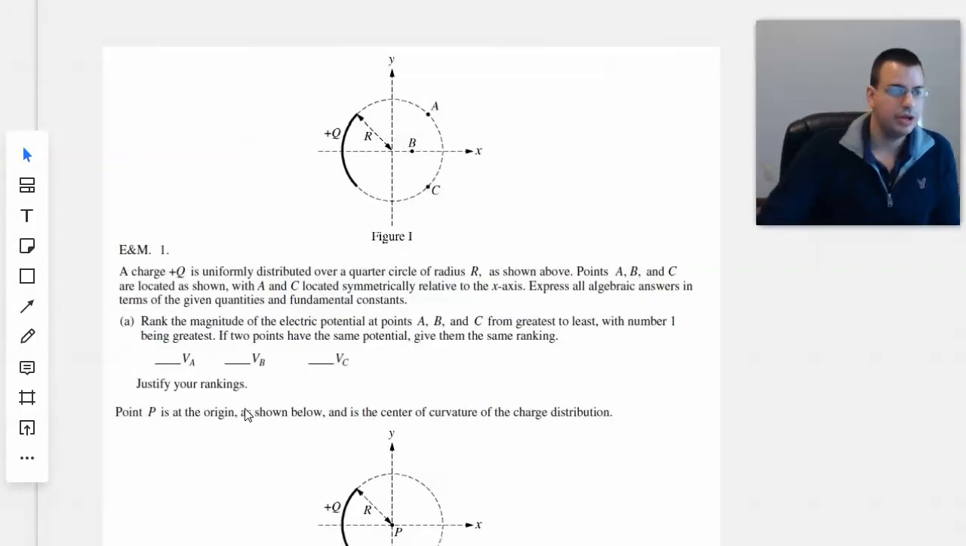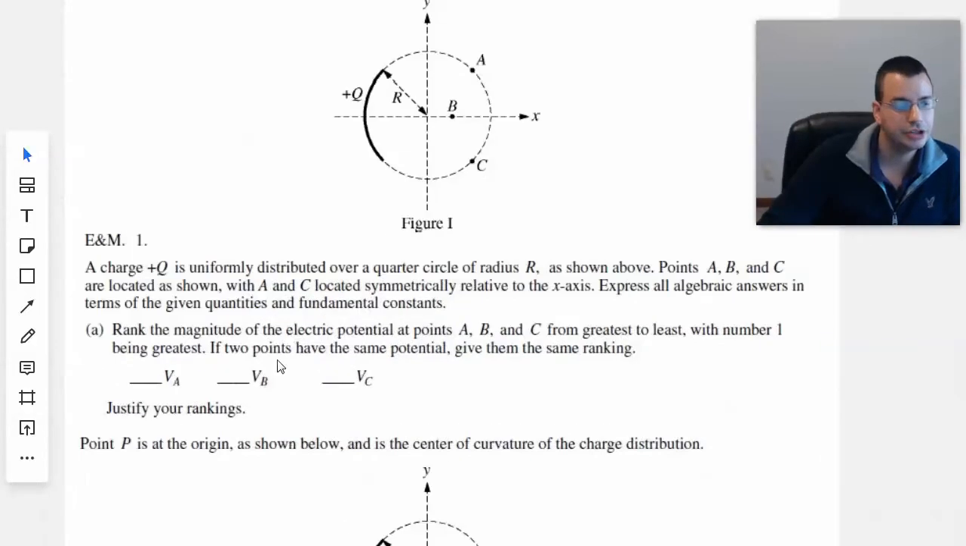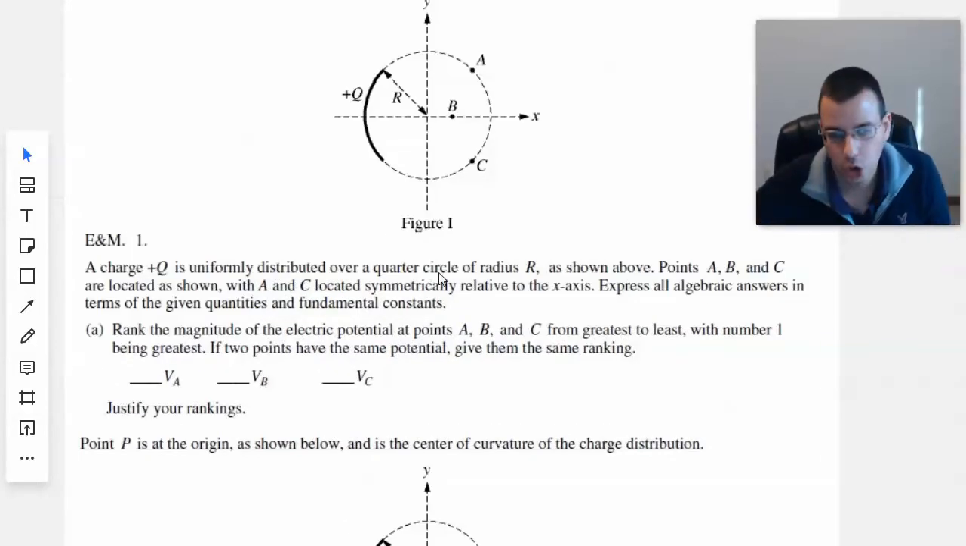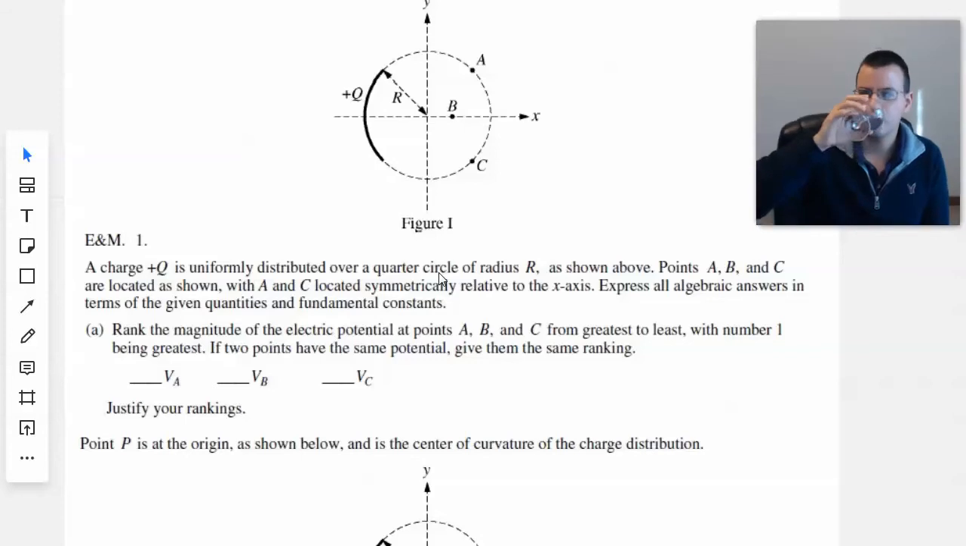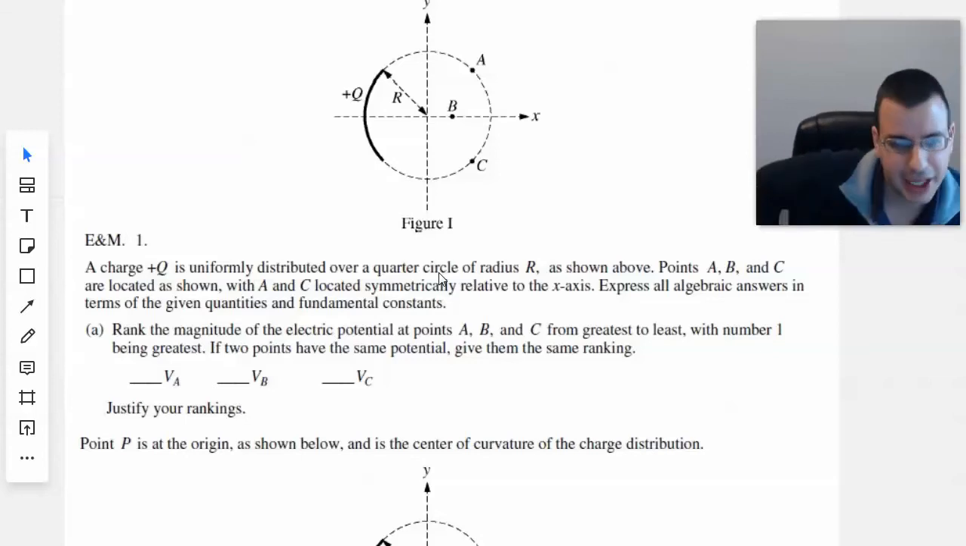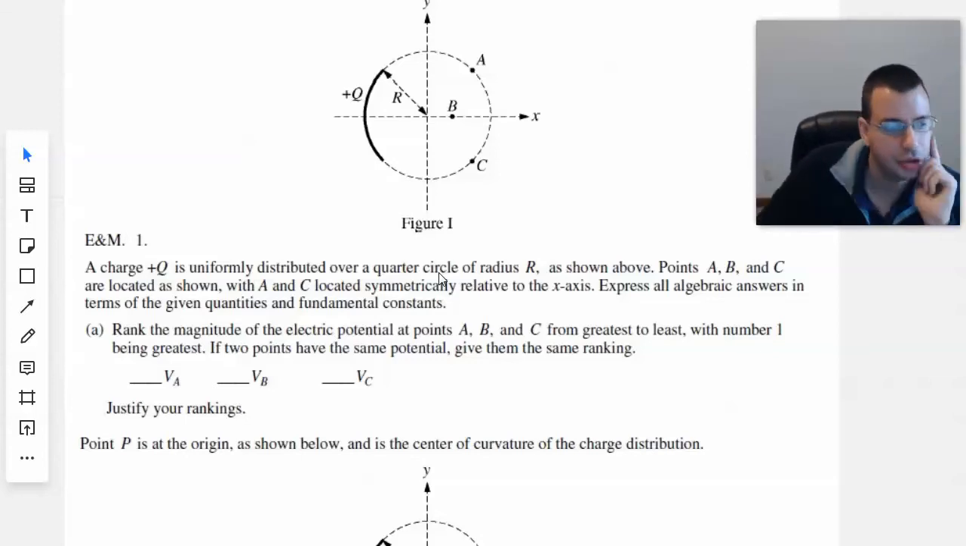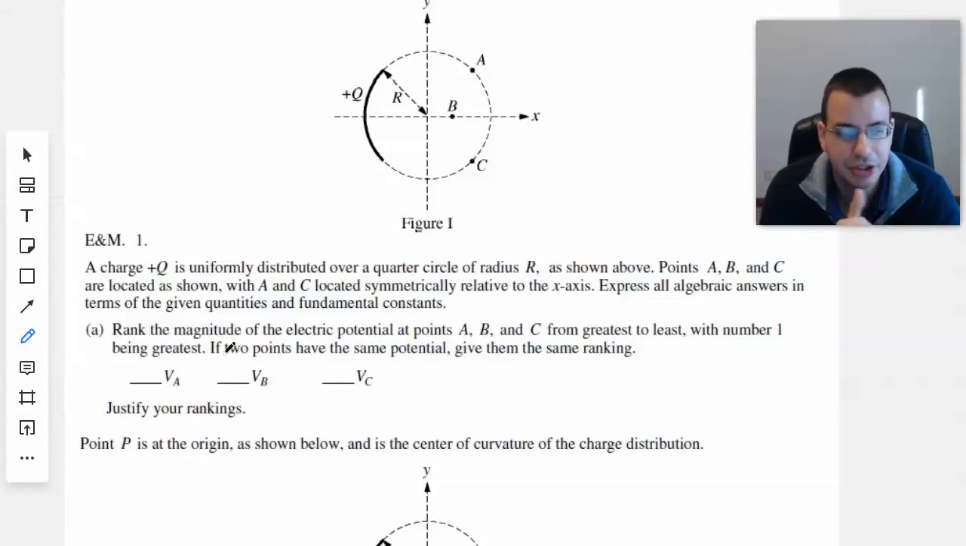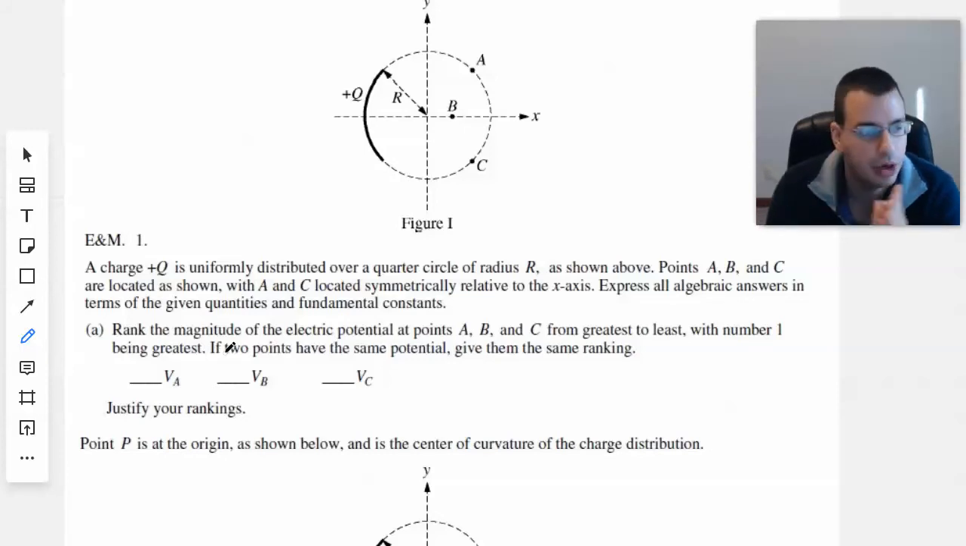Okay, first problem. A charge plus Q is uniformly distributed over a quarter circle of radius R, as shown above. Points A, B, and C are located as shown, with A and C located symmetrically relative to the x-axis. Express all algebraic answers in terms of given quantities and fundamental constants. Rank the magnitude of the electric potential at points A, B, and C from greatest to least, with number 1 being the greatest. If two points have the same potential, give them the same ranking.